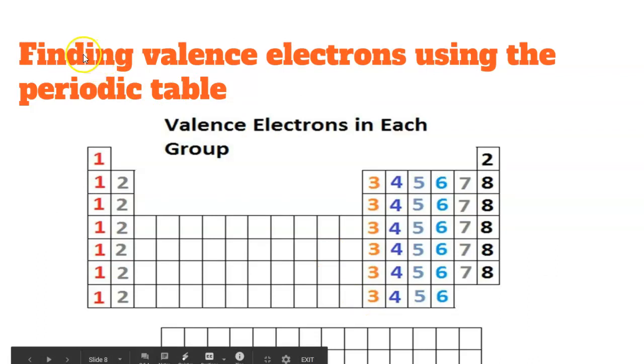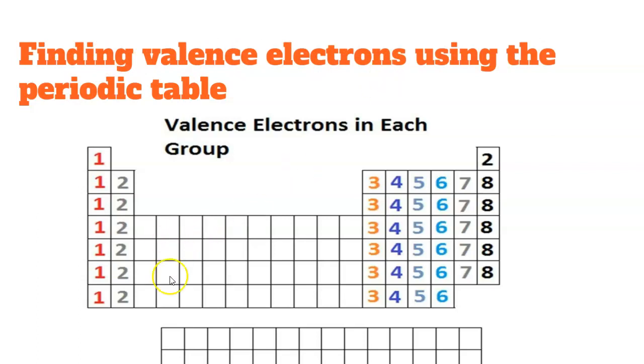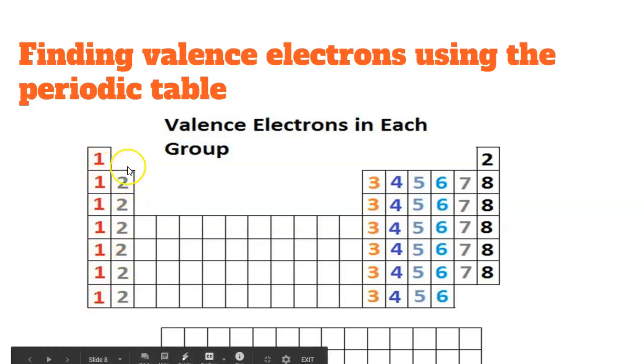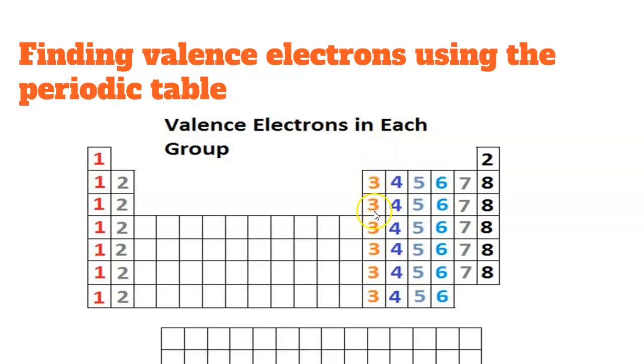There is a way to find valence electrons just by looking at the periodic table. If you have a periodic table in front of you, all of the elements in the first column will have 1 valence electron. All of the elements in the second column will have 2 valence electrons. We'll ignore those transition metals. Then here begins 3, 4, 5, 6, 7, and 8.